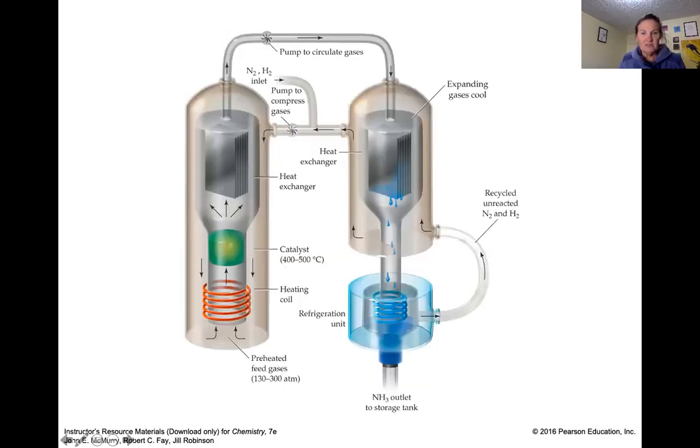This is just a picture of the reaction between nitrogen and hydrogen, making NH3. It's a really, really important reaction because NH3 is ammonia, which is used for fertilizer. So a lot of energy goes into making NH3, and this is just showing you a schematic of how that process works in industry.